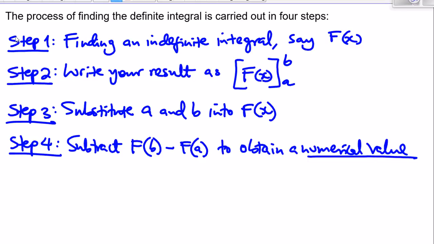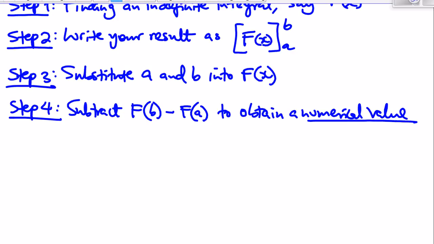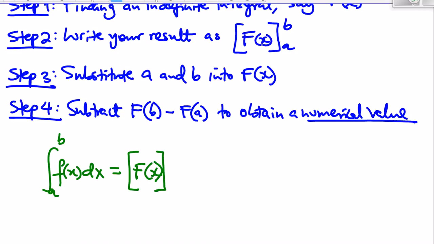So how do we write all this information as a single statement? We write this as the integral from x equals a to x equals b of f of x with respect to x will be equal to, using this kind of brackets, F of x, and this is from a to b, which will be equal to F of b minus F of a.